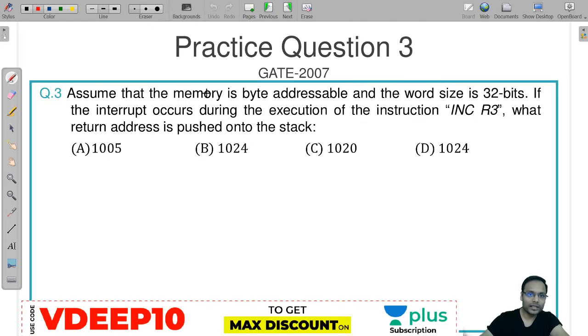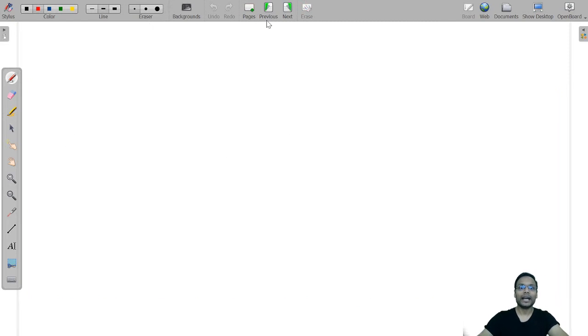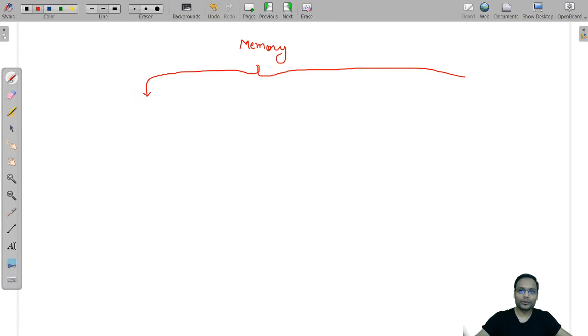This time they have written that assume the memory is byte addressable, and here I'll have to explain what word addressable and byte addressable memory are. So don't worry, I will explain that here. There are two types of memory we can have: one is word addressable, one is byte addressable. The name itself makes it clear.